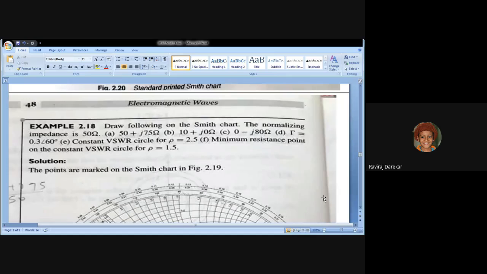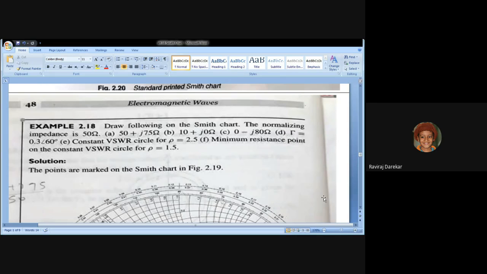Probably, if your luck is good, there will be a theory exam conducted in the month of December or January, or as per the date defined by them later. But here we have to note that if this question is there in your final semester examination, the question will be, draw the following parameters on the Smith chart. You can just raise your hand at the time of examination and ask the examiner to provide the Smith chart.